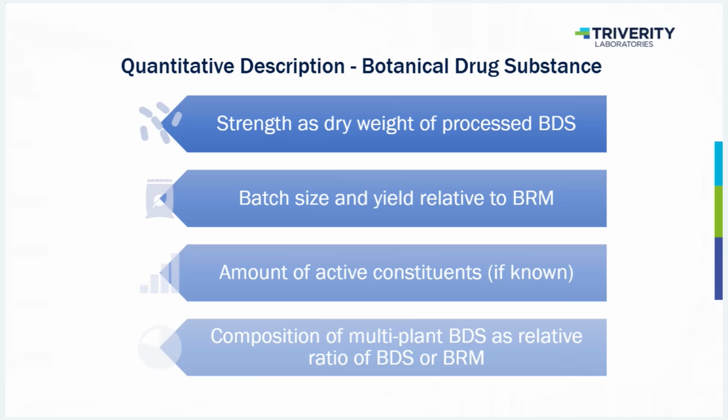And then the composition of your multi-plant BDS as a relative ratio of the botanical drug substance or the botanical raw material, depending on what your manufacturing process was. So how much of each of the plants are you mixing together, whether that's BDS or BRM?